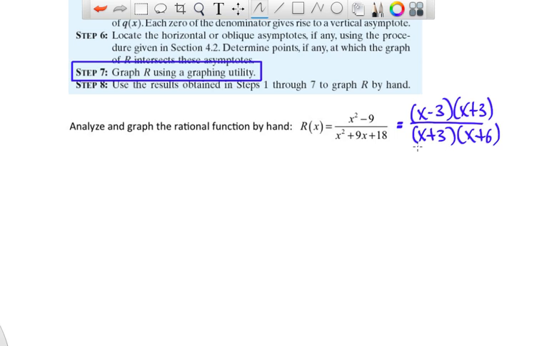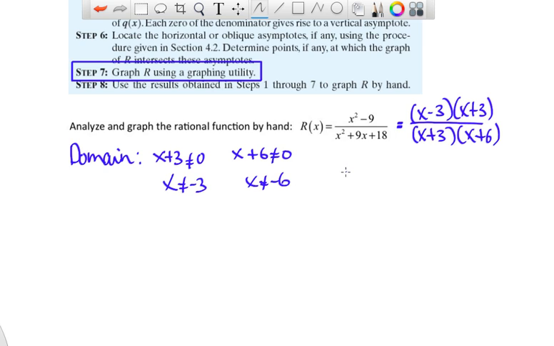I'm going to start by looking at the domain, because the domain includes everything that I have in this thing over here. So x plus 3 and x plus 6. x plus 3 can't equal 0, so x cannot equal negative 3. And x plus 6 can't equal 0, so x cannot equal negative 6. So I have a limited domain.